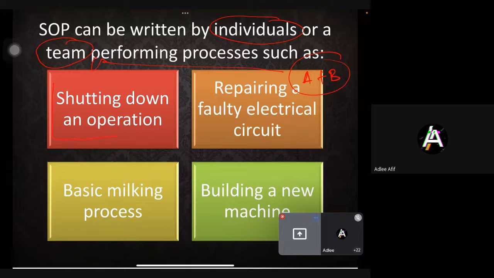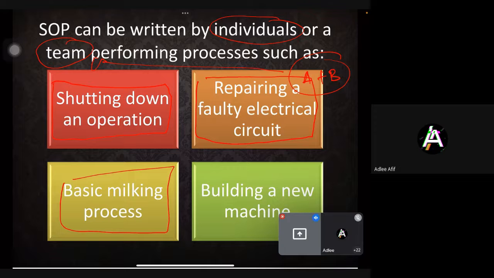For example, processes that involve SOP: shutting down an operation. When you shut down the plant, you need to follow a certain SOP. Or if you need to repair a faulty electrical circuit, you need to follow the SOP. If I need to replace a bulb, what should I do? I need to switch off the main switch that supplies electricity to the house, and then I need to get a ladder, put it firmly, climb the ladder, unscrew the faulty bulb, and screw in the new bulb.